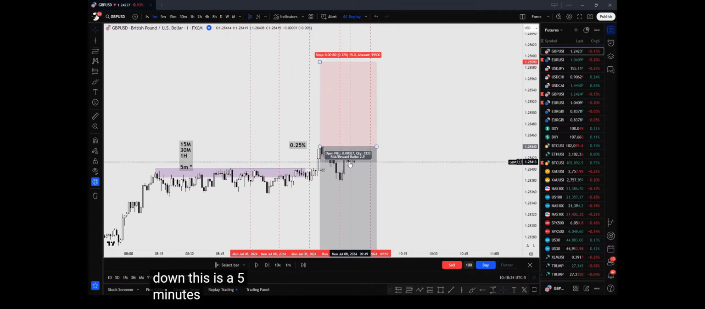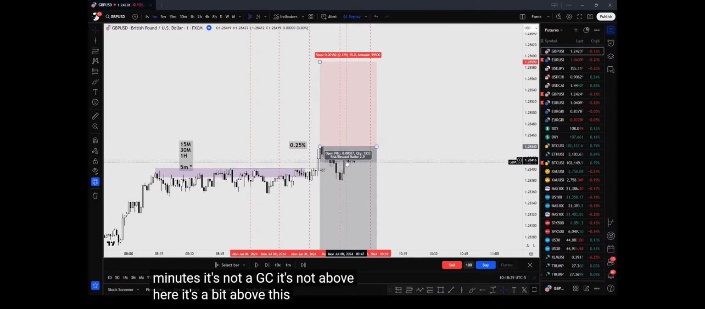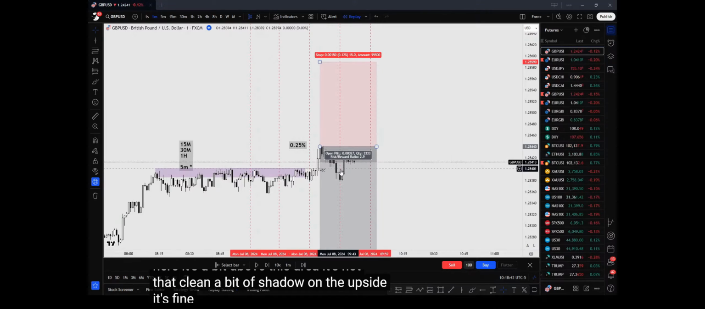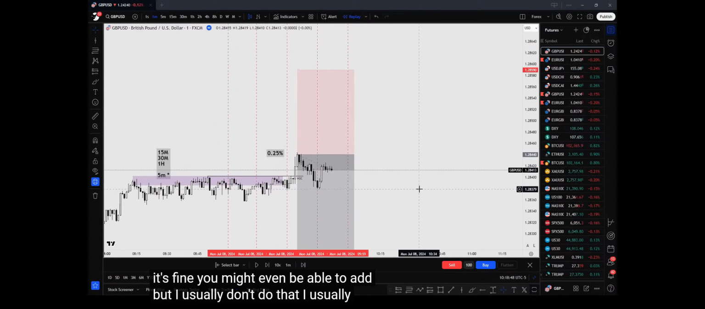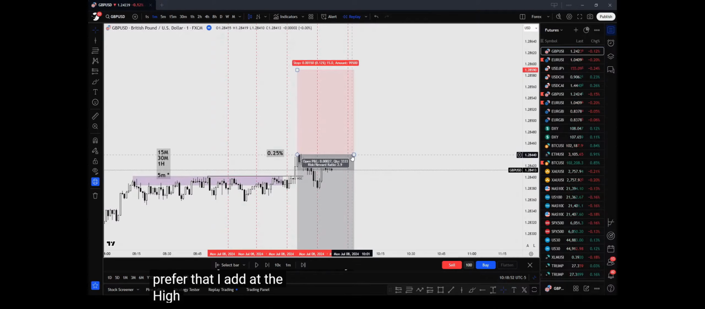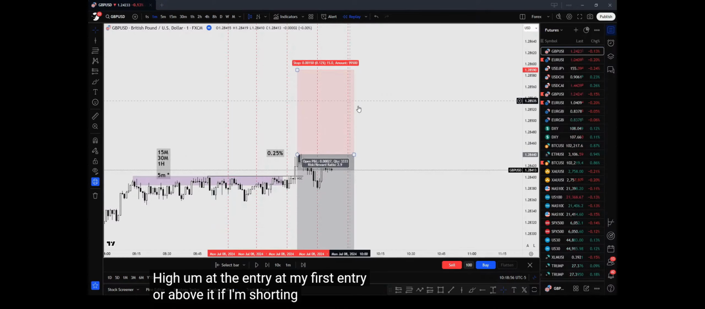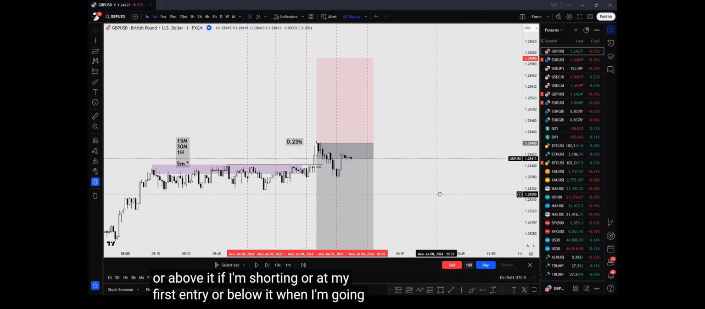This is a 5 minutes. It's not a GC. It's not above here. It's a bit above this area. It's not that clean. A bit of shadow on the upside. It's fine. You might even be able to add, but I usually don't do that. I usually prefer that I add at my first entry, or above it if I'm shorting, or at my first entry or below it when I'm going long.